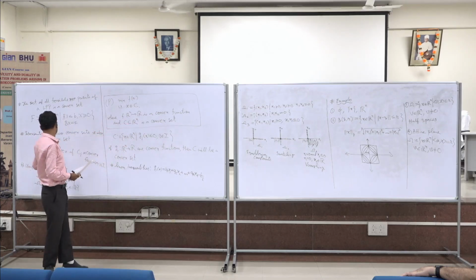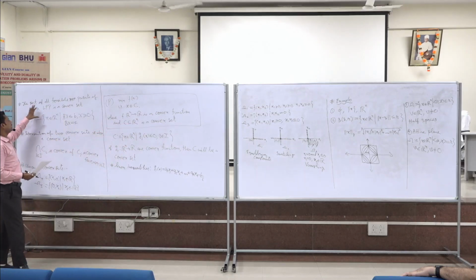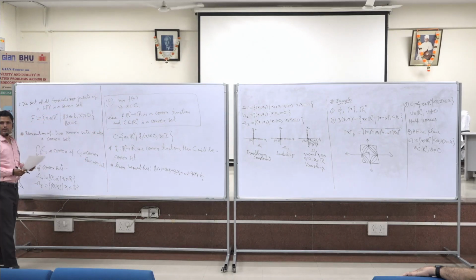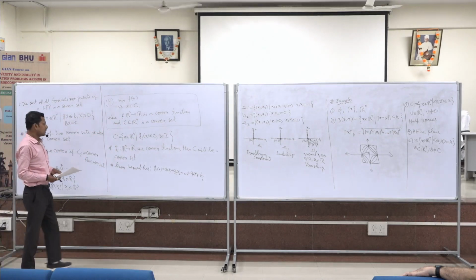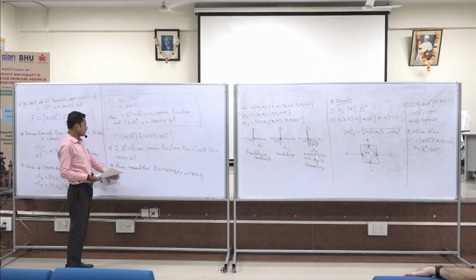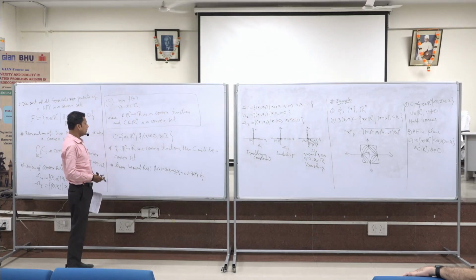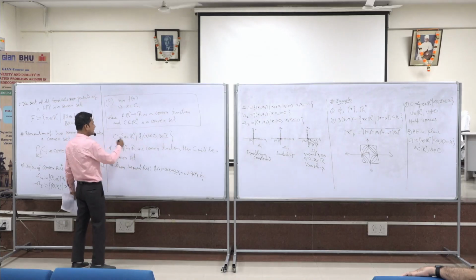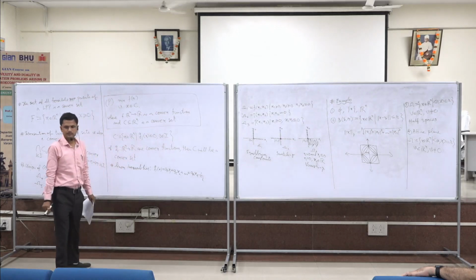That we have seen for the feasible region of a linear programming problem. Now what about general convex functions? So if we have gi(x), we have to show that this set is a convex set.